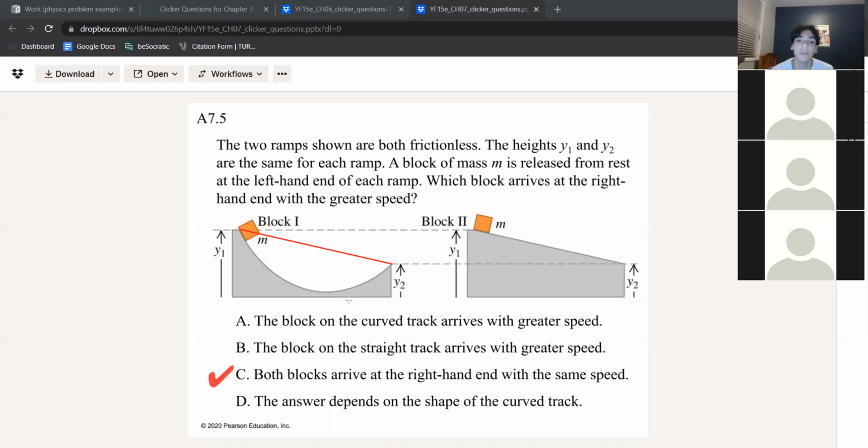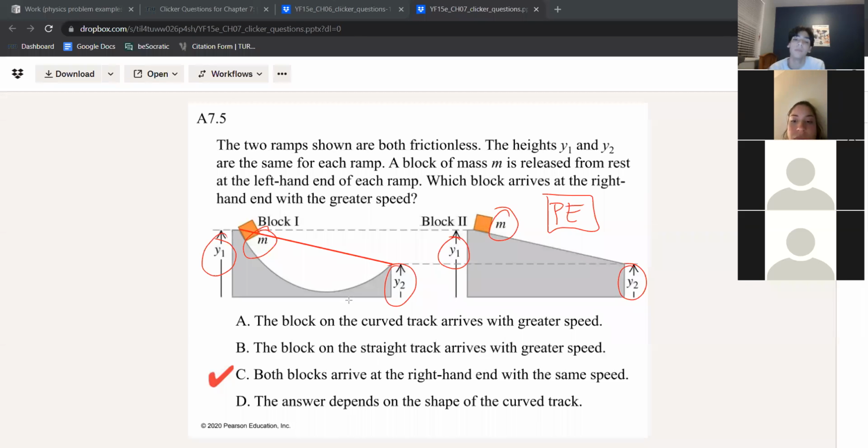Yeah, true. And interestingly enough, I do feel like it wouldn't arrive at the same time, mainly because if you look at block 1, going down that super concave ramp, it technically has a little bit more gravitational potential energy than the other. But what makes them arrive at the same speed is the fact that it loses some of that speed while trying to go back up.